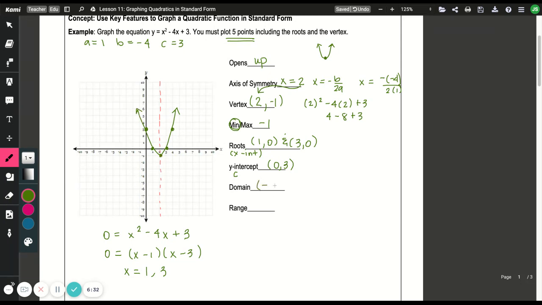Domain, all parabolas is negative infinity to infinity. I should say all parabolas that open up and down, all parabolas that we will do in this class. The range, so the smallest number, what's the lowest the graph goes, is -1. And what's the highest the graph goes? Well, it goes up forever. There are arrows. It will continue up forever. So that's positive infinity.